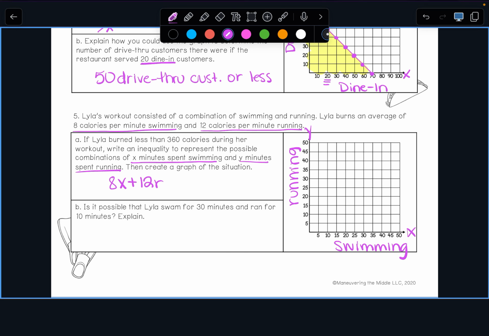And it said Lila burned what? Less than. Less than is literally the less than symbol, right? Less than 360 calories. Oh, I put a greater sign. My first one was correct.